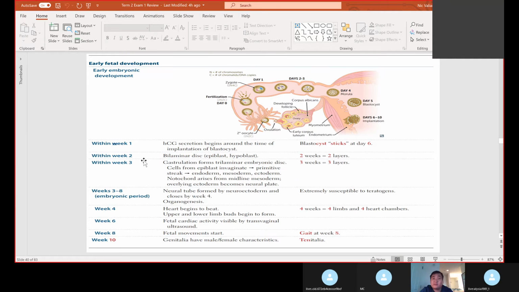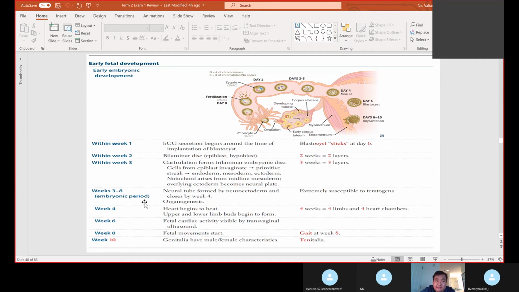Within week 2, we now have the formation of your bilaminar disc, your 2 layers, your epiblast and your hypoblast. Think 2 weeks, 2 layers. How about week 3? Gastrulation. The hypoblast and the epiblast become 3 layers now within week 3. You have the formation of your endoderm, mesoderm, and your ectoderm. Endoderm, think about inner lining of your GI, GU, everything. Mesoderm, think about muscle. Ectoderm, think about brain tissues. You can have neural ectoderm or surface ectoderm.